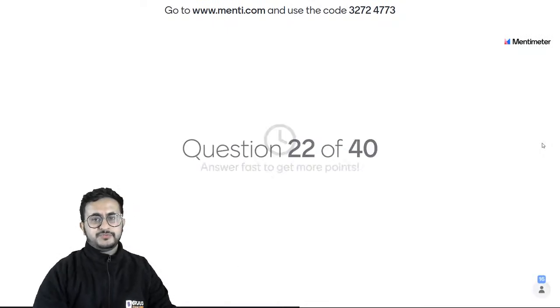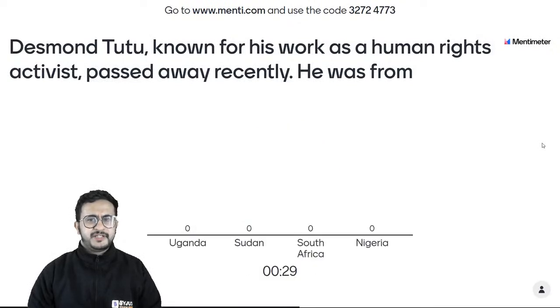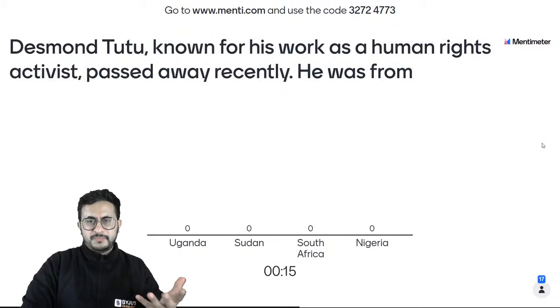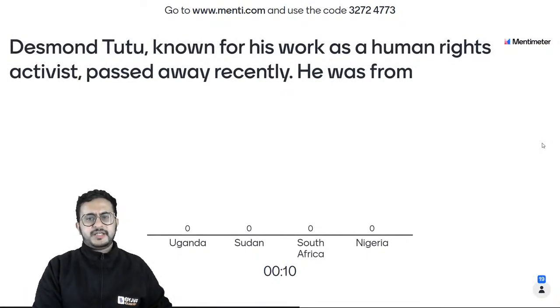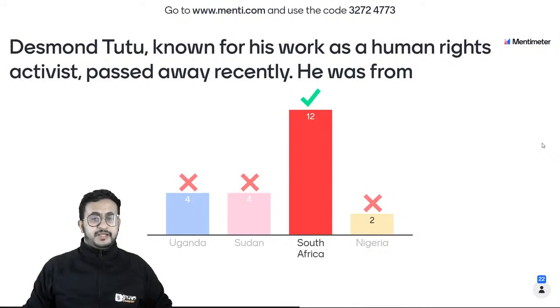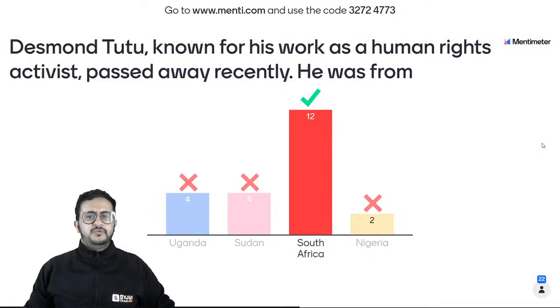Okay, so let's see question number 22. Desmond Tutu, who was known for his work as a human rights activist, passed away recently. He was from which country? Desmond Tutu, he was a Catholic bishop, and he worked against racism in one of these African countries. And he was a Nobel Peace Prize winner also, and passed away recently. Famous personality. So he was from South Africa. Okay, so he worked against apartheid. Like you had Nelson Mandela also working against this thing, apartheid. So South Africa was suffering from this thing, and there were many people who wanted this to be removed, racism and all. Desmond Tutu was one of them.